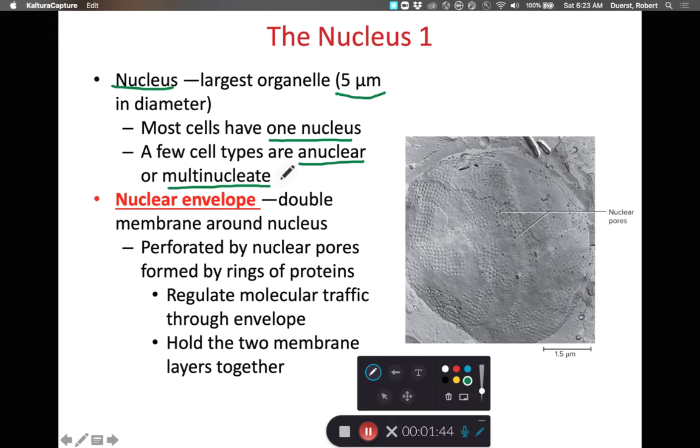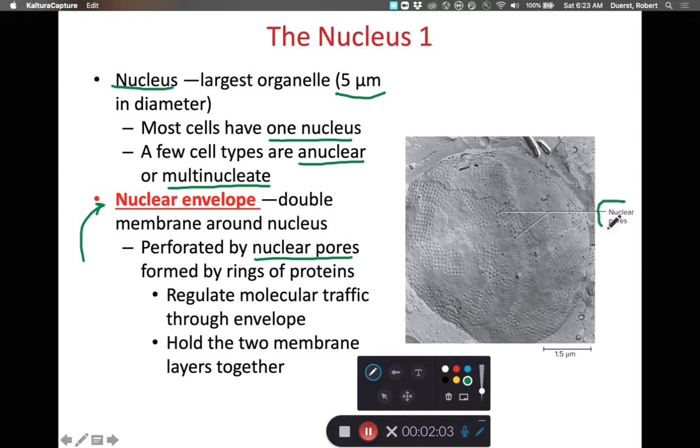The nucleus has a double phospholipid bilayer, so it has two phospholipid bilayers going around it. This double layer is referred to as the nuclear envelope. And this nuclear envelope is going to have a lot of little holes within it called nuclear pores.